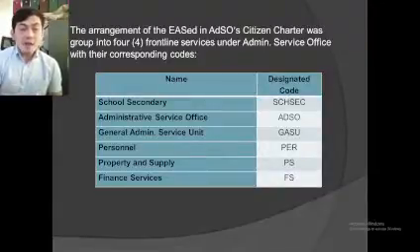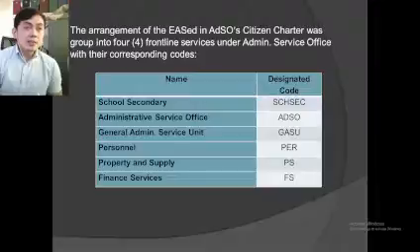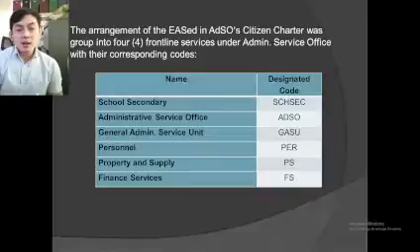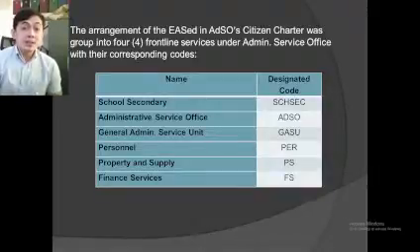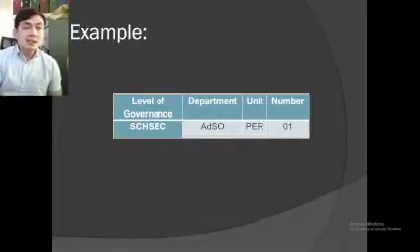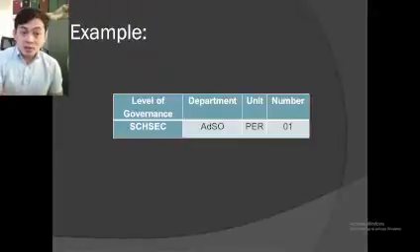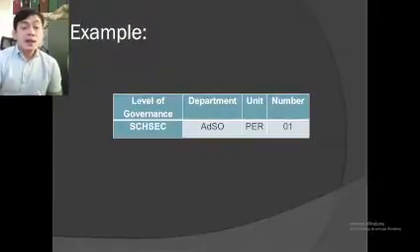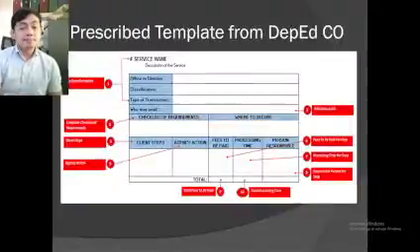Since we have voluminous transactions, which encompass the processes and procedures in the office, I already assigned the codes and am able to easily locate a particular service. Okay, this is an example of the arrangement of the codes. First is the level of governance, the school, which is secondary, then the department or the particular unit. Okay, ADSO, and the unit PER, and then the number one.